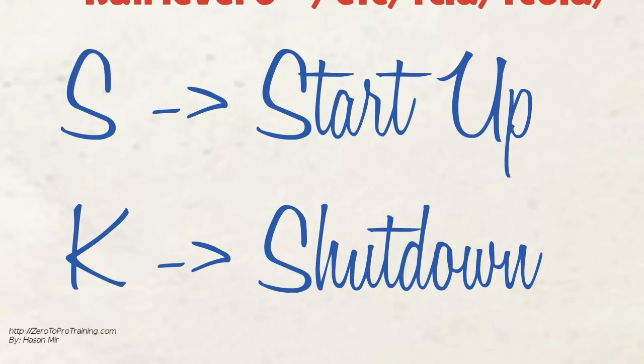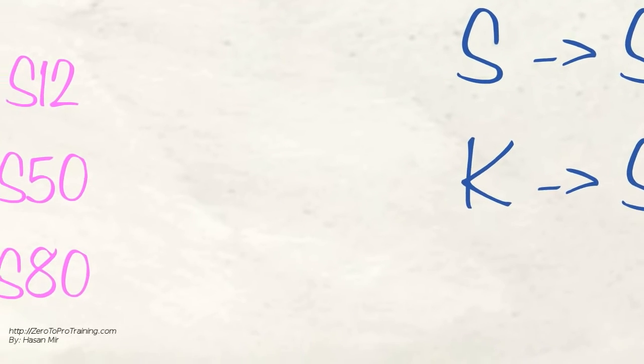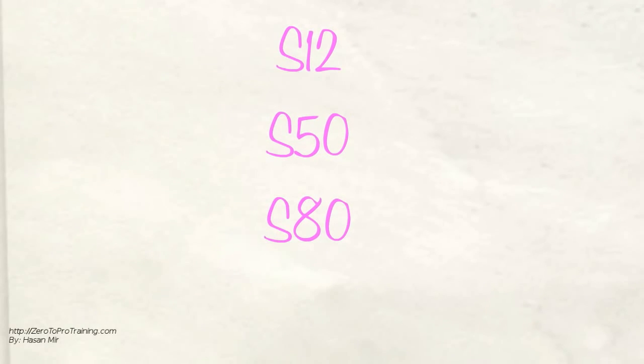Programs starting with S are used during startup. S for startup. Programs starting with K are used during shutdown. K for kill. There are numbers right next to S and K in the file names. These are the sequence numbers in which the programs should be started or killed.